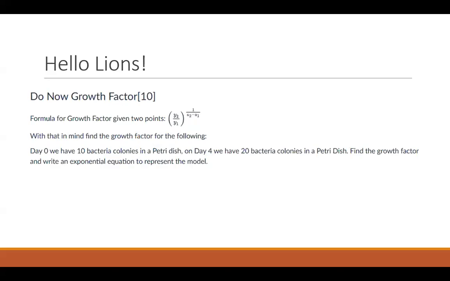So really quick, going over your do now. The do now was kind of reiterating to you guys by now. Maybe you have, or maybe you haven't, recognized the pattern to find the growth factor when given more than one value. If you have, great. If you have not, then this is what we're doing.